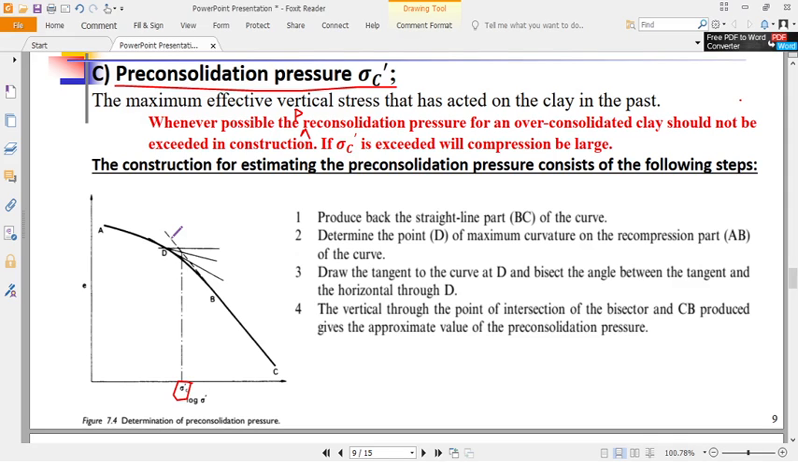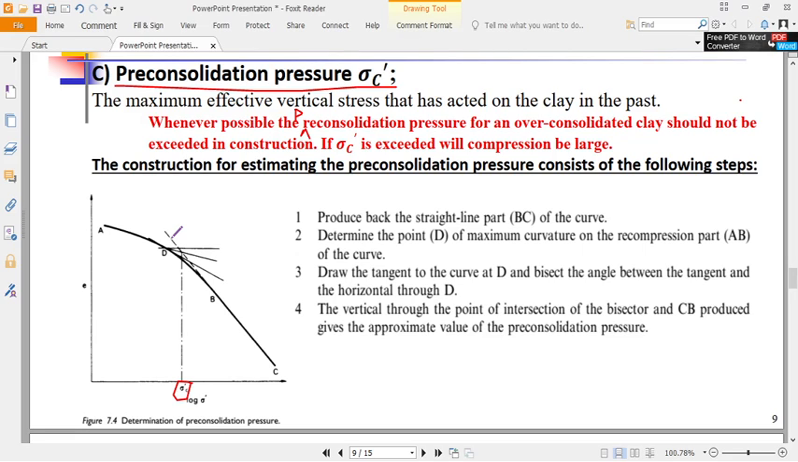Determine point D, draw the tangent to the curve at D, and bisect the angle between the tangent and the horizontal line. Then the vertical through the point of intersection of the bisector and CB, or the BC produced, gives the approximate value of the pre-consolidation pressure. When you draw this line here, that is called the pre-consolidation pressure.